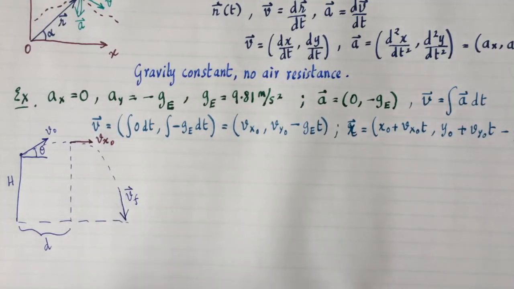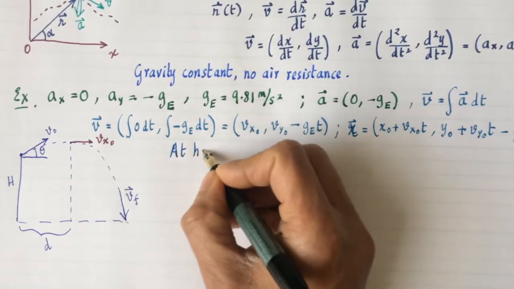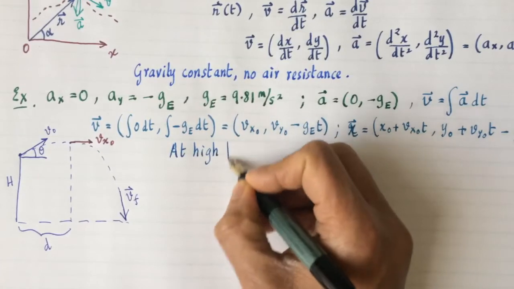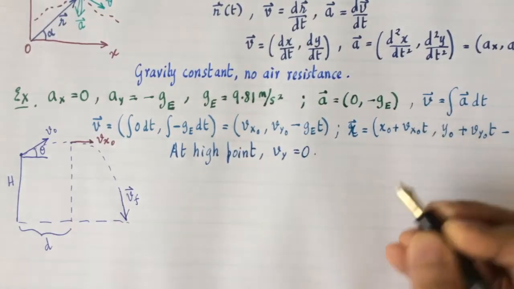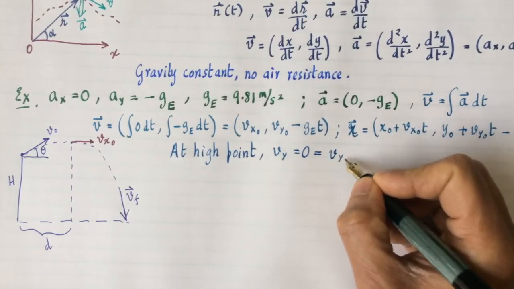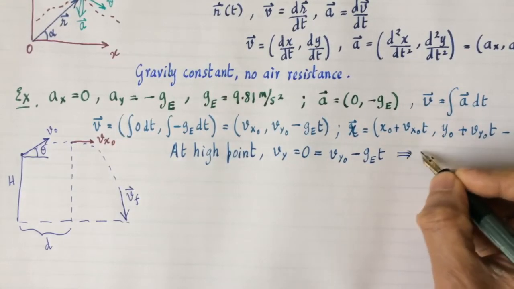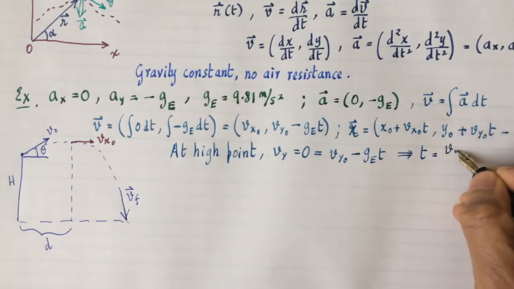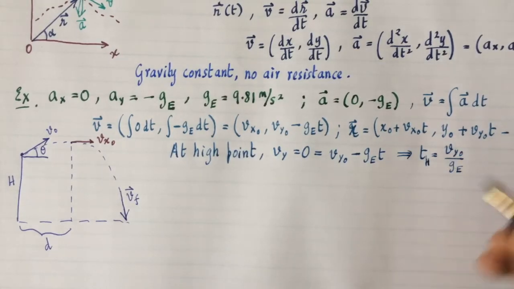So the condition that we have to impose to find the highest point is just that you set the y component of the velocity to be 0. Well, v sub y is all of this. So that tells me that vy naught minus g sub e t must be 0. So this tells me that t is equal to vy naught upon g sub e. So that gives you the time taken to reach the highest point, which I'll call t sub h.